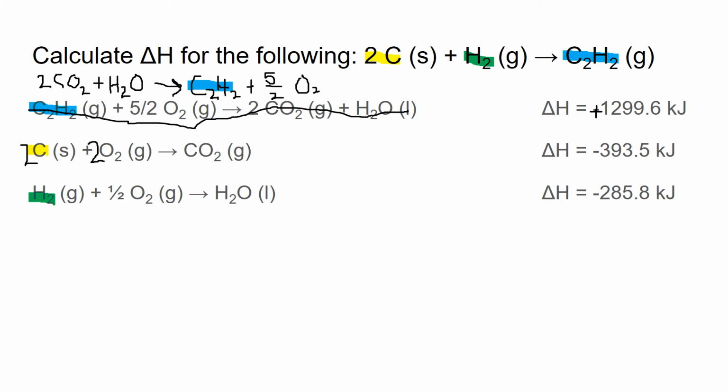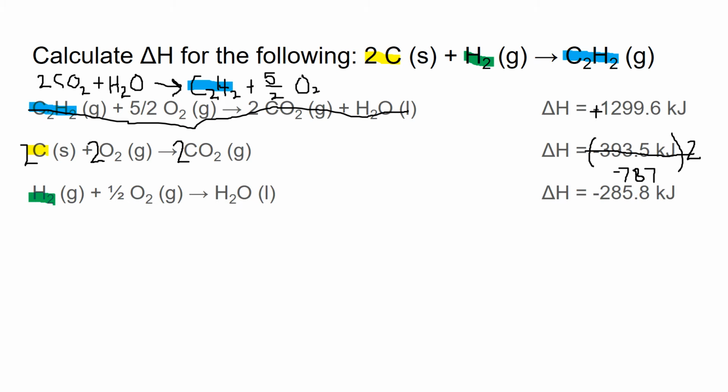That means we need to multiply this delta H by 2. And when we do that, it now becomes negative 787. So we're kind of not dealing with this anymore. This is our new delta H now that we've doubled everything. All right, so the 3 that we're concerned about are good to go. They have the correct numbers, they're on the correct sides.